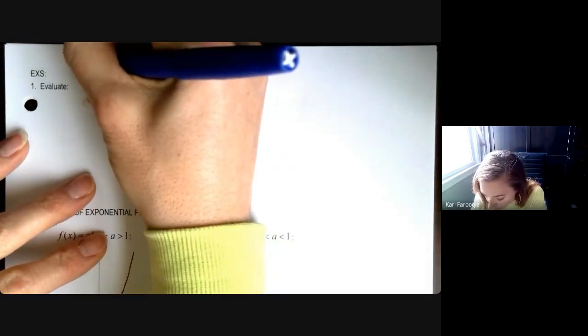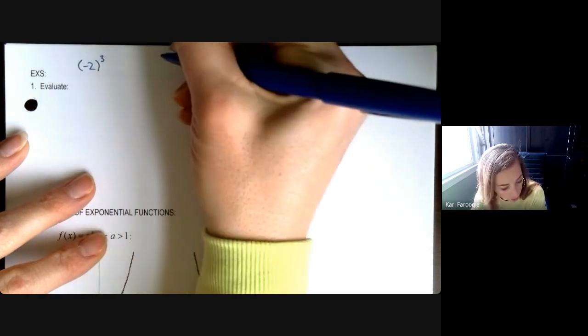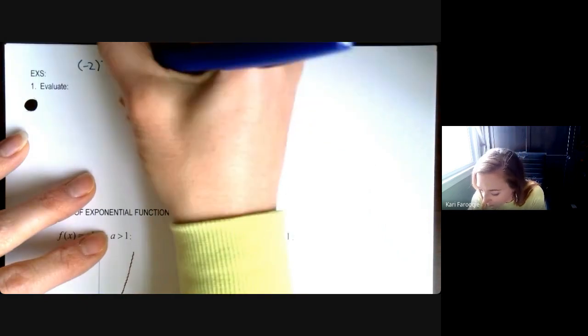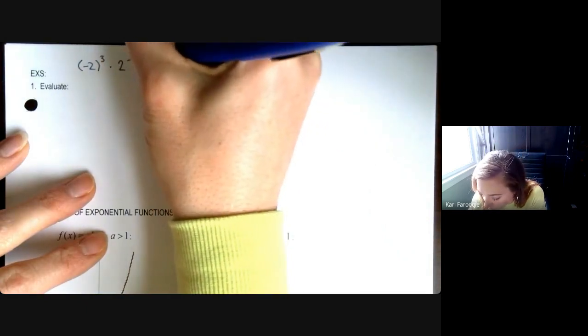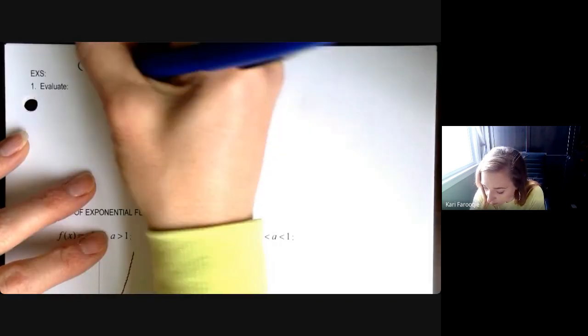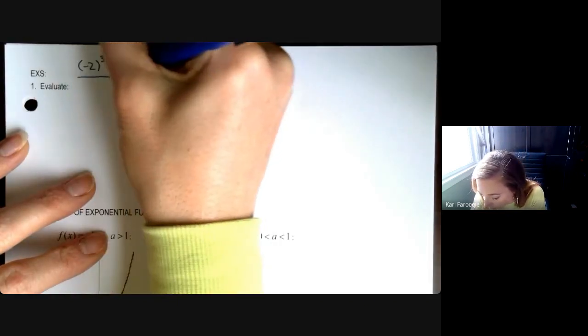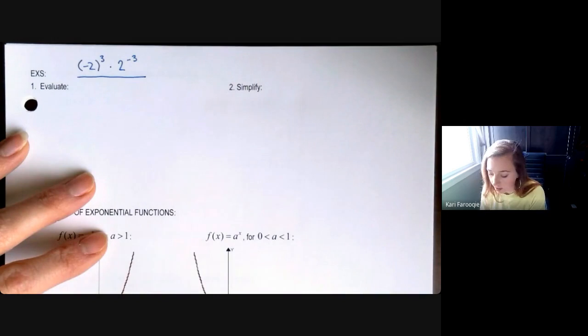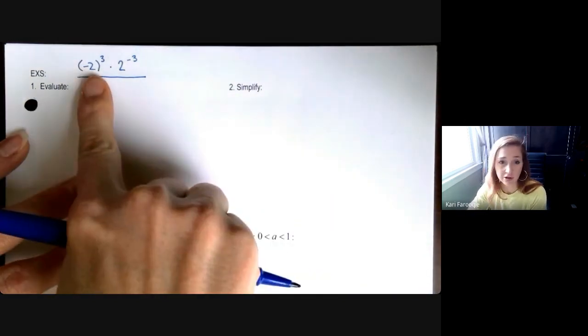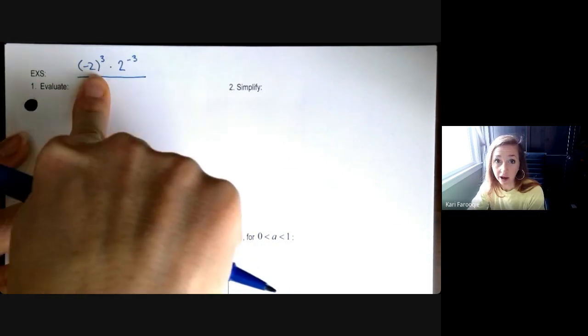So this will be -2 to the third power. Now the negative 2 in that case is in parentheses, times 2 to the negative third. And in that case, the 2 is not in parentheses. Not really going to make a difference there. But actually here, long story, it doesn't make a difference here either because the 3 is an odd power.